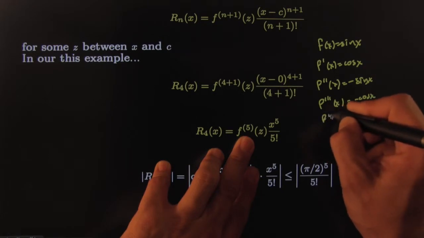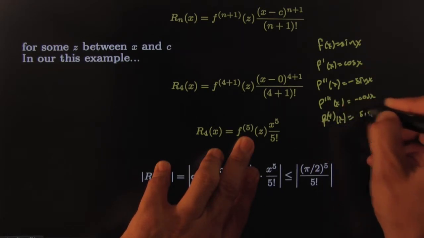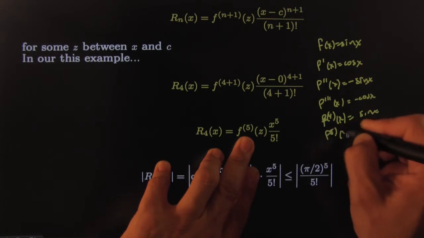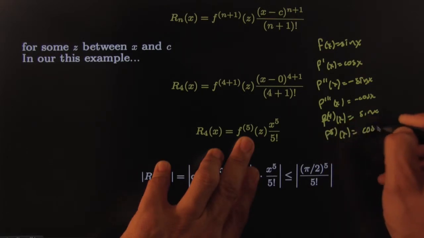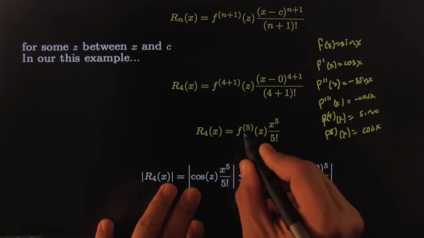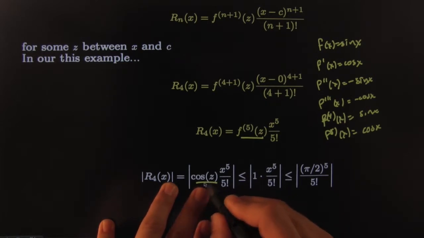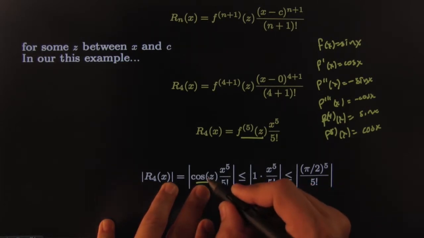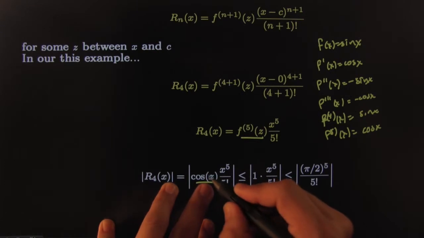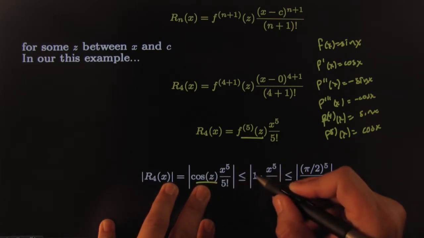I know that the fourth derivative would be equal to the derivative of that, which would be sine of x. And I know that the fifth derivative would be the derivative of that, which would be cosine of x. So the fifth derivative at z would be cosine z. And I know that cosine z can never be bigger than 1 because this ratio of adjacent over hypotenuse on a real angle, the adjacent would always be smaller than or equal to the hypotenuse. So this is no bigger than 1.